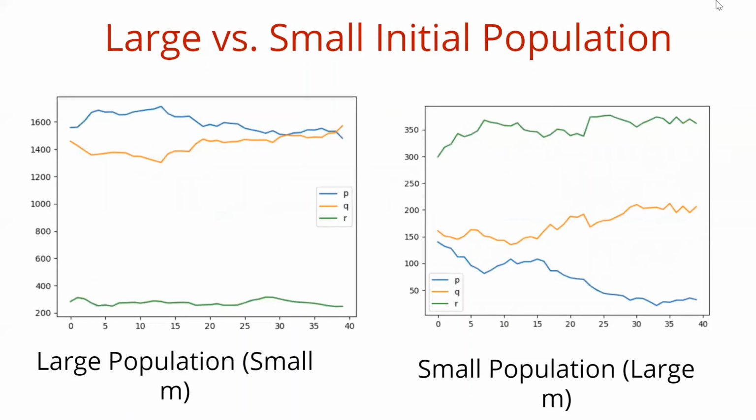Similarly, when there's a large number of people already present and some more people come in, there's not as much influence on the allelic frequency because the population is already large. Whereas when there's a small population and more people come in, there's more of an effect, and so there's more fluctuation in the allelic frequency when the initial population is relatively small.